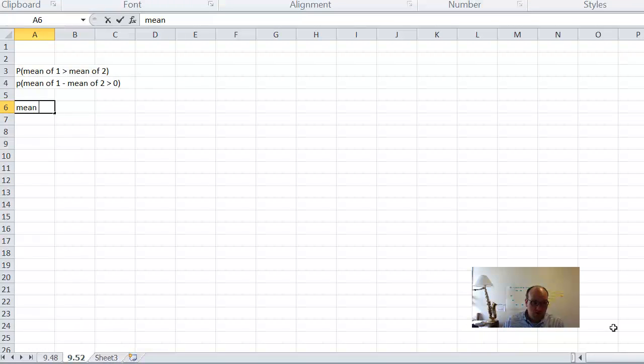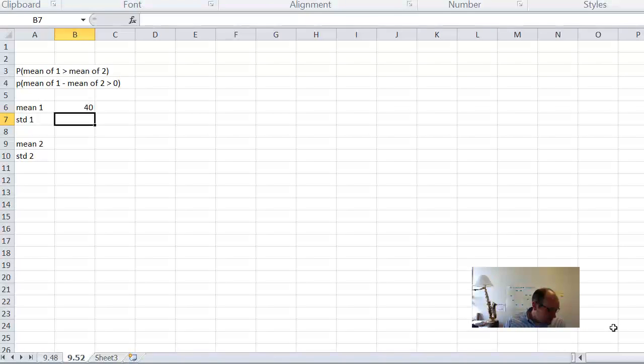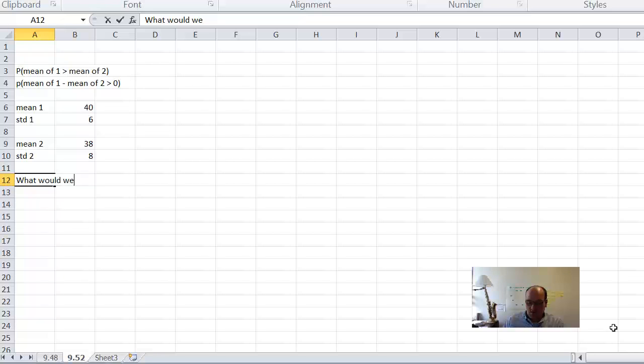So let's look at the mean of 1 and the standard deviation of 1, and then the mean of 2 and the standard deviation of 2. Let's just copy this down. The mean of 1 is 40, standard deviation 6, the mean of 2 is 38, standard deviation is 8. Alright, so let's figure out what we would expect to happen.